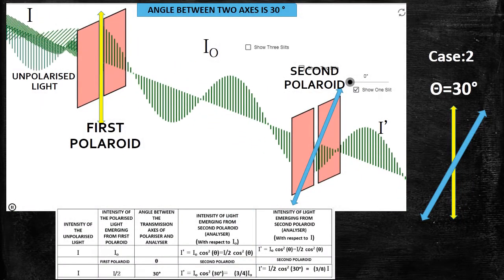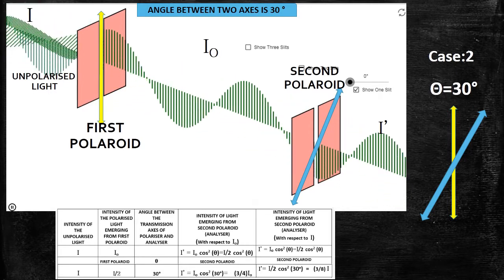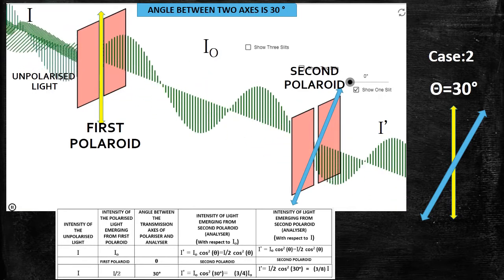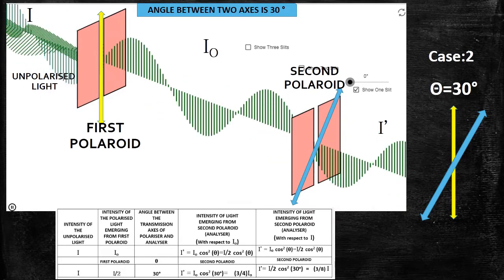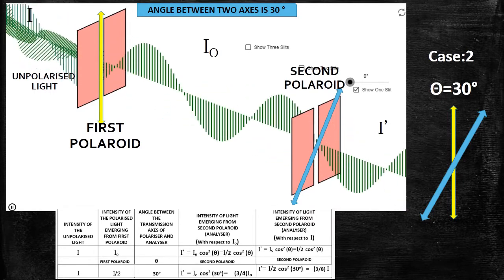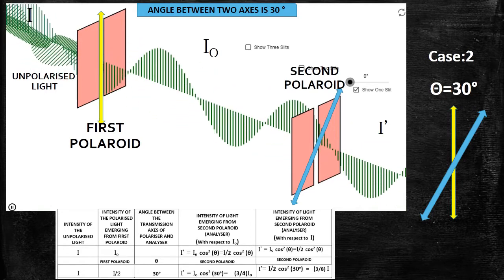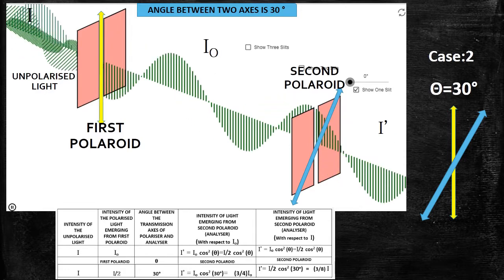Now I am going to rotate the second polaroid, and the first polaroid must be kept stationary. The second polaroid is to be rotated by an angle of 30 degree. Now you can observe how the intensity of the light which emerges out from the second polaroid changes. Just observe how the intensity decreases.